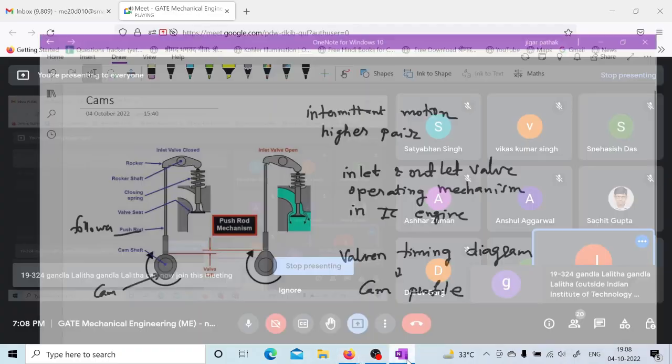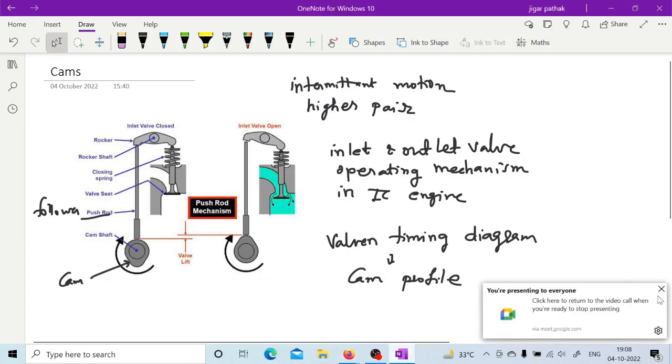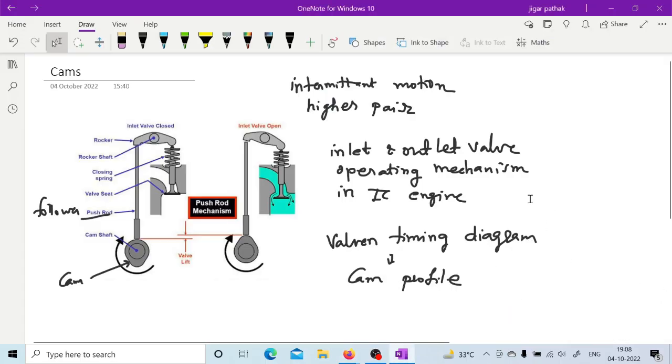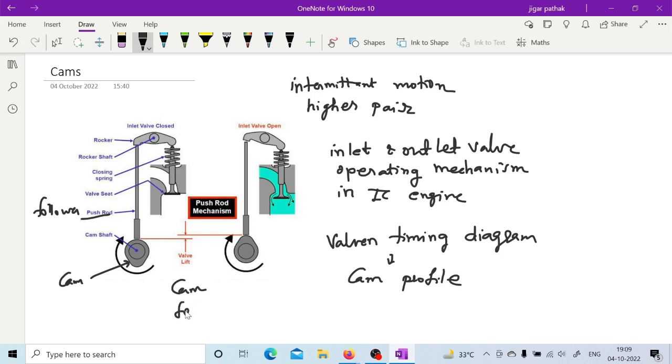So yes, this is how you have some of the applications of the cam and follower. Mainly three components are there in this mechanism. One is the cam, the other is the follower, and the third is the frame holding it. So these are the main three components of the cam and follower mechanism.